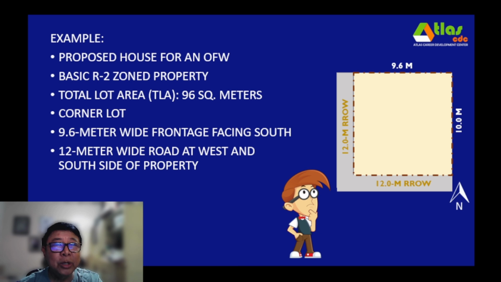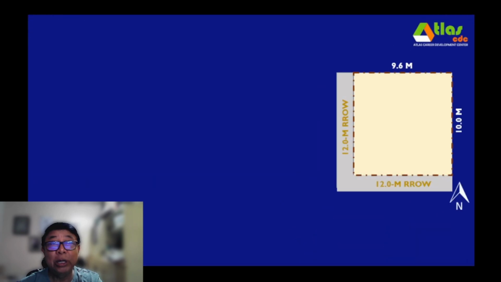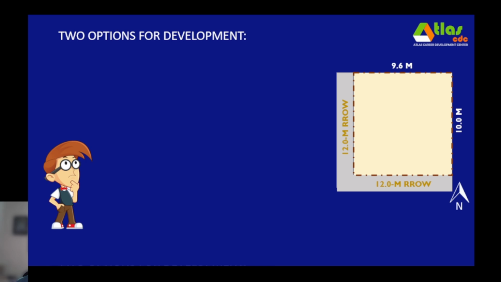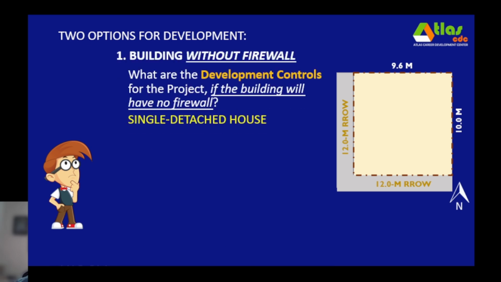So you are going to ask what you can do with this particular lot. Up to how much extent can you develop this property? So we are now going to determine the development controls. So you will have two options for development. One option is to build without firewall. So you're going to determine what are the development controls for the project if the building will have no firewall.